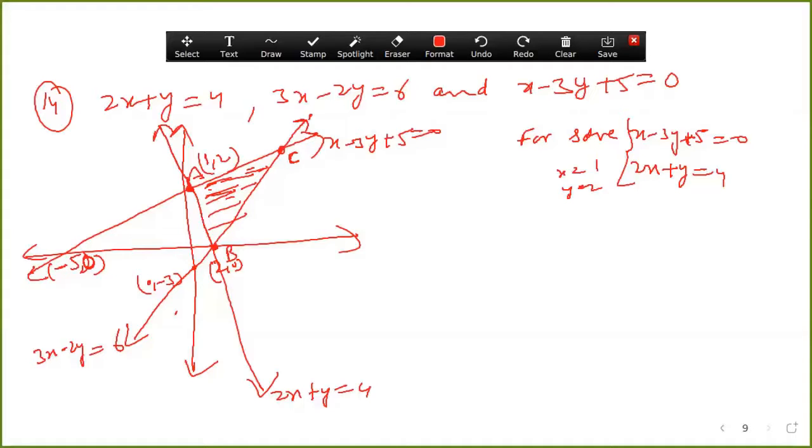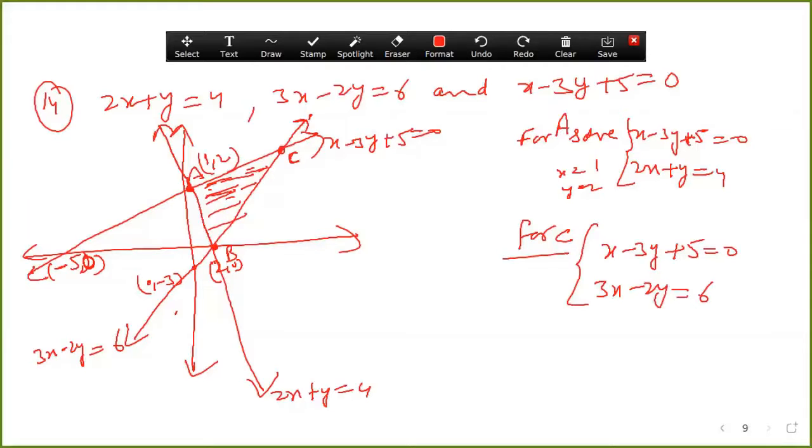For A we have done. Now for C, solve x minus 3y plus 5 equal to 0, the first line, and the second is 3x minus 2y is equal to 6. Solve these two, you are getting x is 4 and y is 3, so the point is 4 comma 3, and this point 2 comma 0 is given here on the axis.